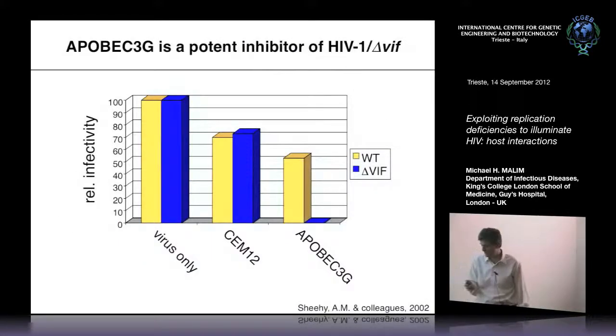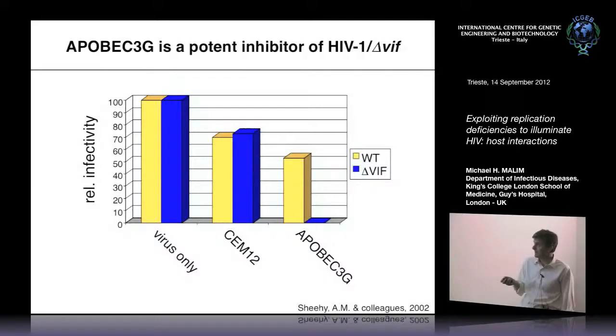And after many years' work, a former postdoc in the lab, Anne Sheehy, identified one particular gene which wound up with this name, which I'll explain in a second, called APOBEC3G, which when you co-express it with a Vif minus virus is a very potent inhibitor of its infectivity, but a wild-type virus is basically untouched.